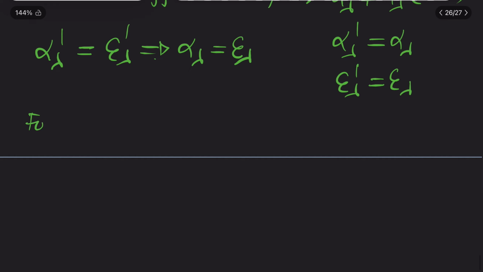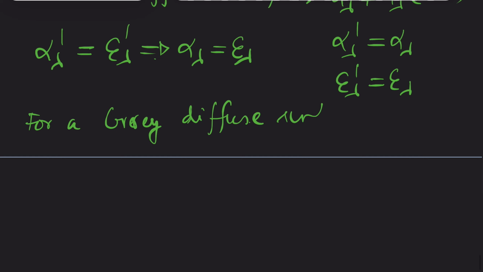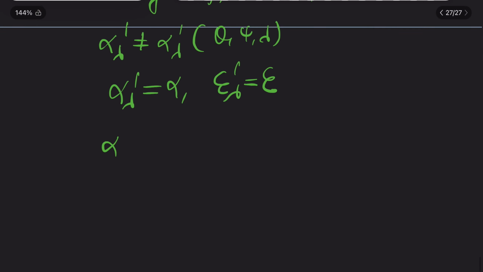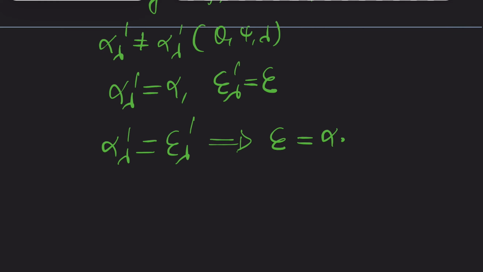Finally, for a gray diffuse surface, my alpha lambda dash is not a function of theta, psi and lambda. That means alpha lambda dash is as good as alpha and epsilon lambda dash is as good as epsilon. As Kirchhoff's law says these are equal, only for a gray diffuse surface my epsilon is equal to alpha.